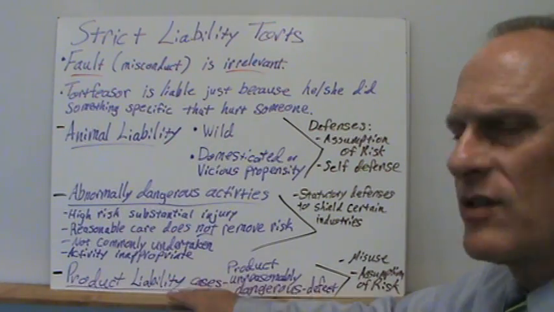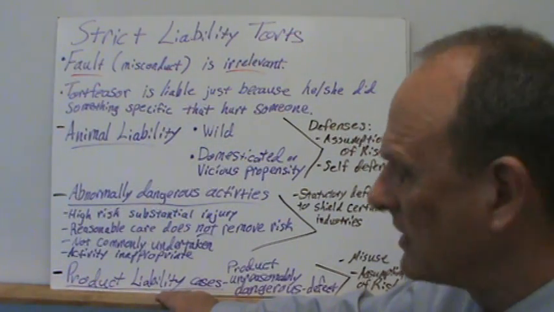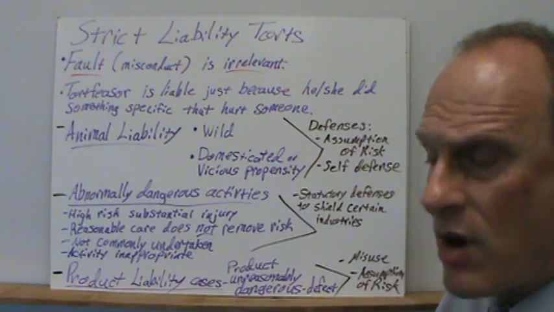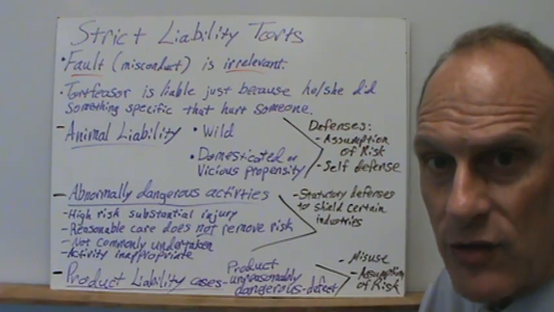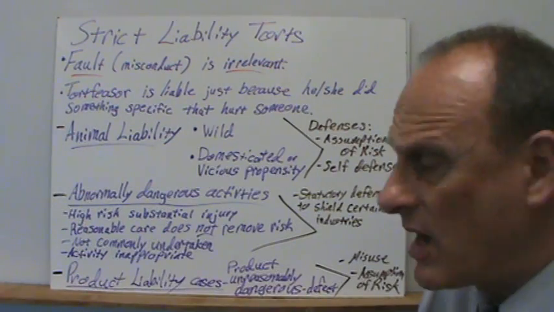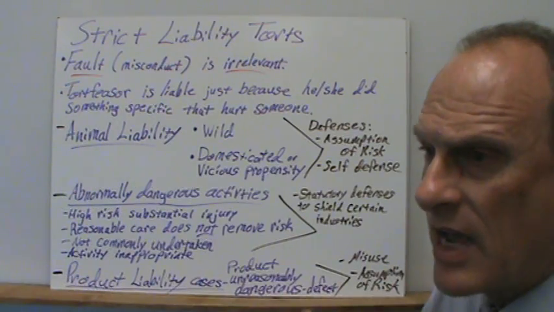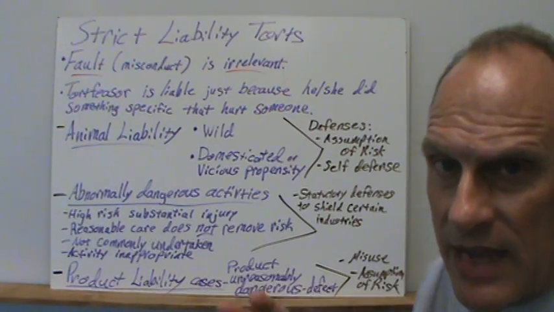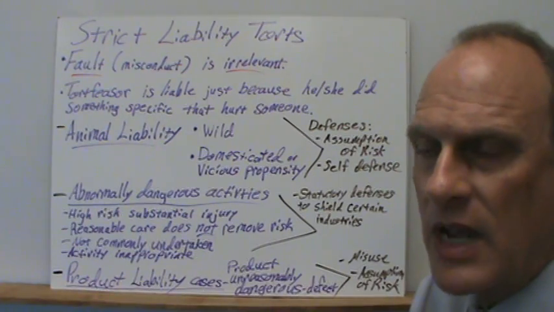The third category of strict liability tort would be product liability cases. And here we're talking about unreasonably dangerous products that have a defect, a marketing defect, a design defect, a manufacturing defect. They're just dangerous. And if it is an unreasonably dangerous product, someone gets hurt, the maker, the seller, everybody along that supply chain who created that product or maintained it in that condition, they're going to be liable, strictly liable. Doesn't matter how careful they were, they're strictly liable.